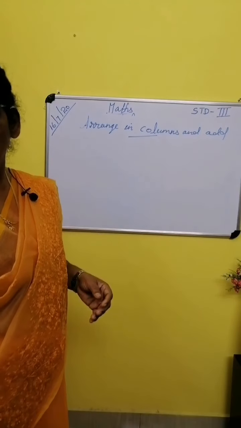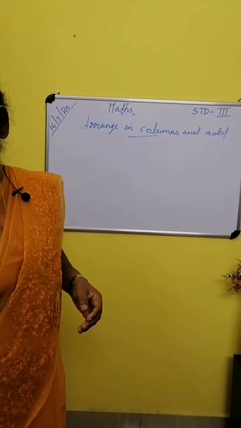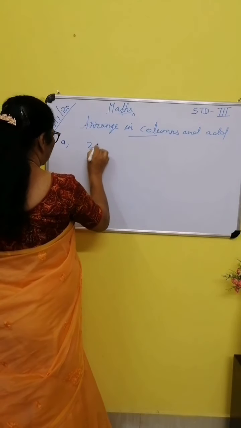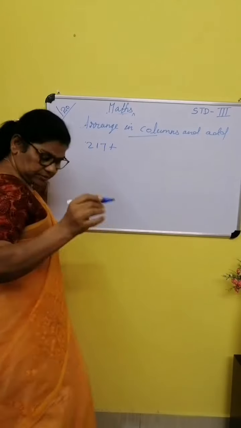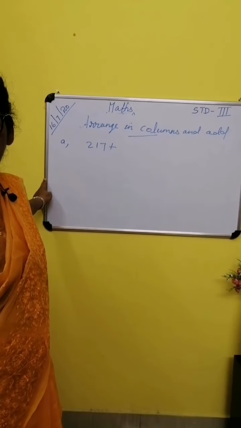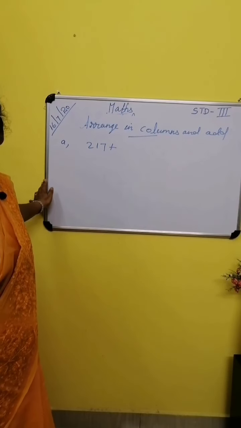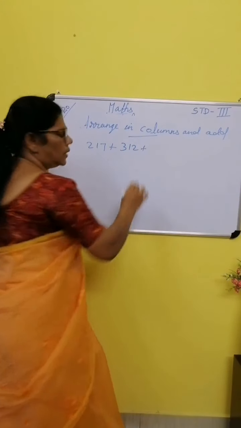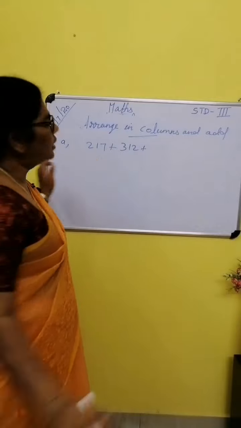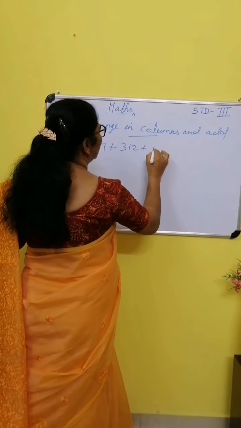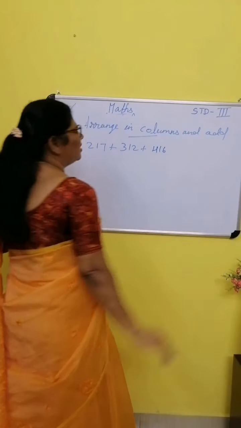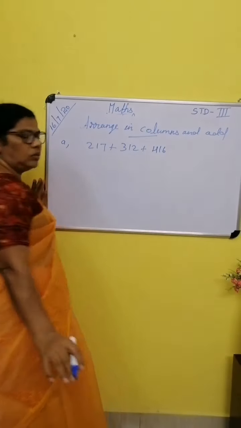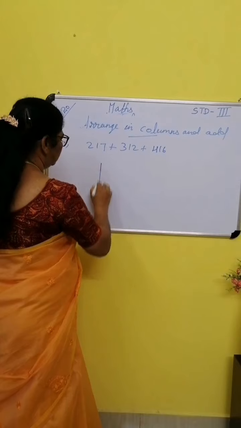Arrange in columns and add. Question A, from the textbook itself. First question: 312 plus 416. These are the numbers we should add. Now let us make columns vertically.